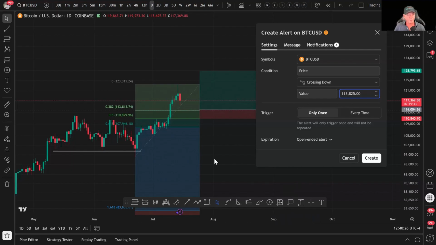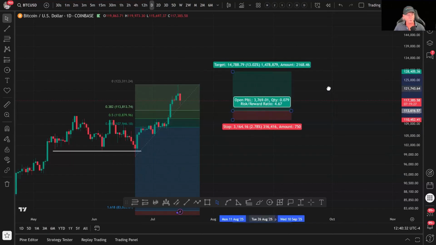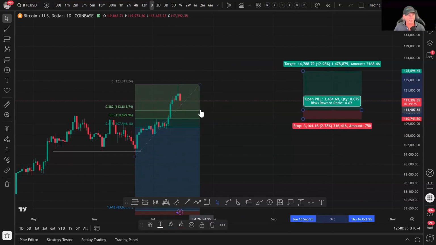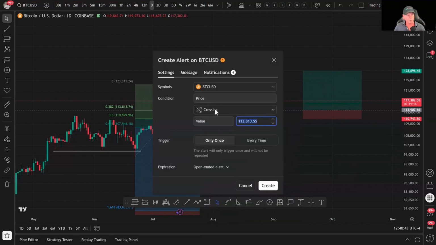I see some questions coming in. Let me repeat that because I muted myself. Basically what I said is I like to right click. Again, these are two different studies here. If we want to have an alert, if it comes down to that 0.382, you can right click there, add alert. Okay, crossing down. And here I'll do 113,815, kind of round it up a bit.